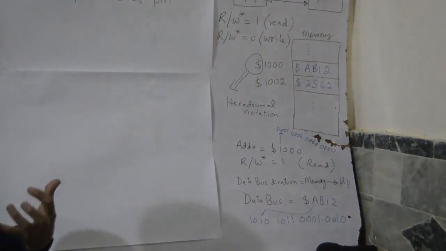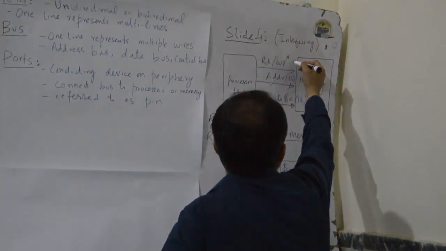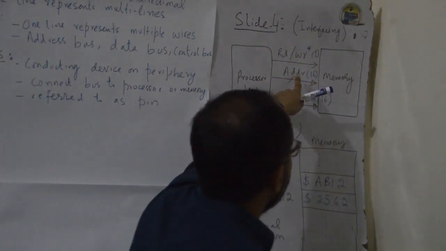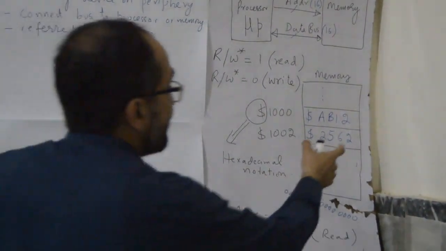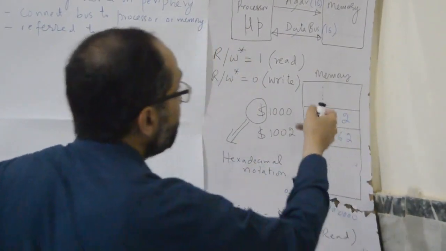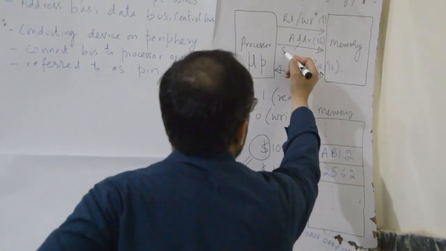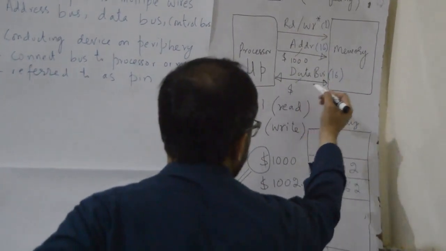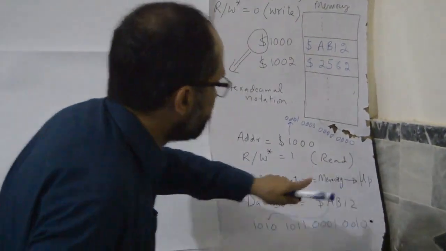It means the microprocessor wants to perform a read operation. When read/write bar is one, it means it's a read operation. The microprocessor gives an address. What is the address? The address is $1000. This means that this data will be read from the memory, and this data will be available on the data bus. When the address is $1000, the data will contain AB12. When the address is $1000 and read/write bar is one, it means it's a read operation.